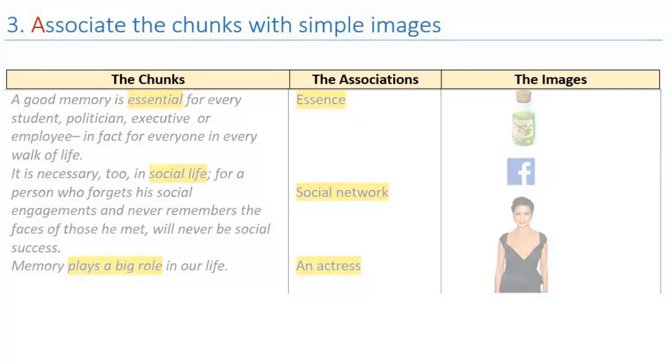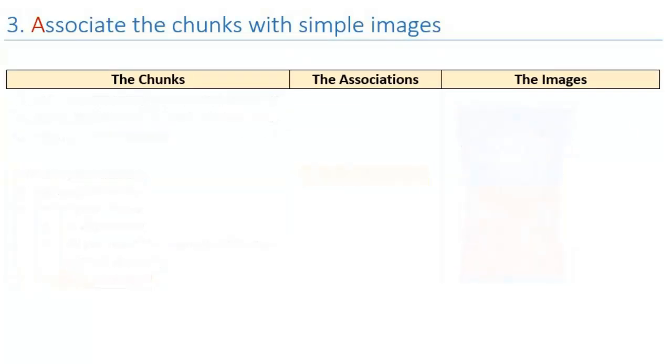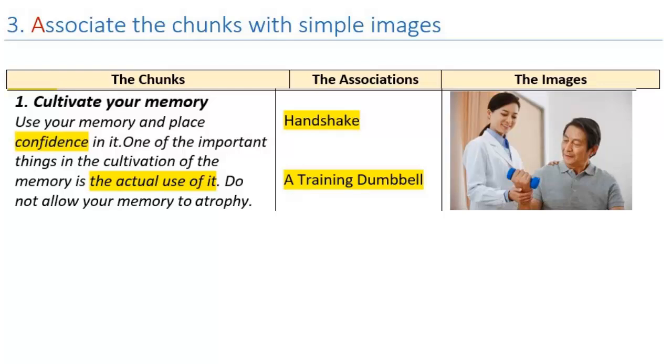Next chunk presents the 6 key points organized as the acronym CRISPY, which can become the image of a bag of crispy minis. Then we have the ideas of confidence and use of it, for which I will use this image with a handshake and a training dumbbell.